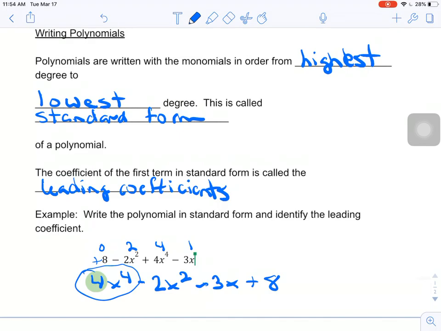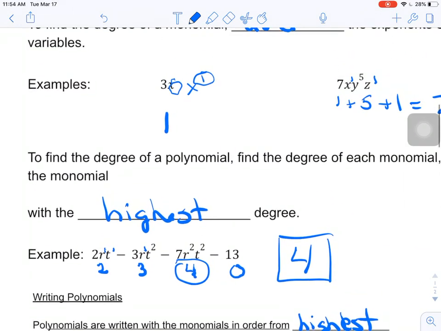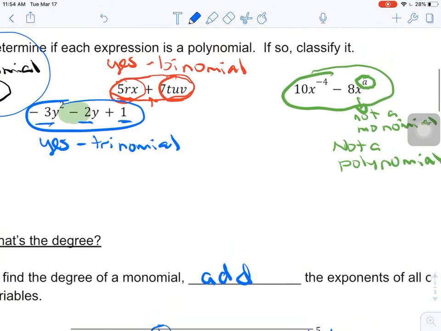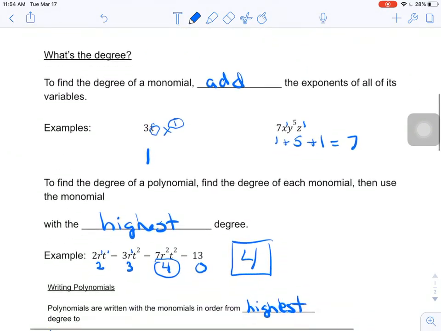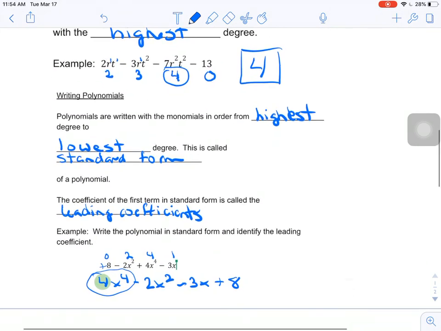So at this point, you should be able to take an expression and tell me if it is a polynomial or not. You should be able to tell me the degree of the polynomial, and you should be able to write the polynomial in standard form. You are now going to work on your assignment for the day, which is going to let you practice each of these things.